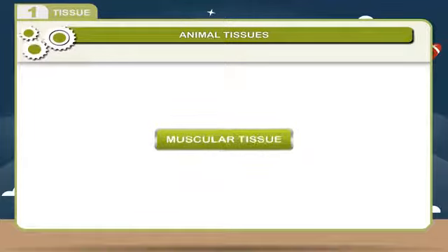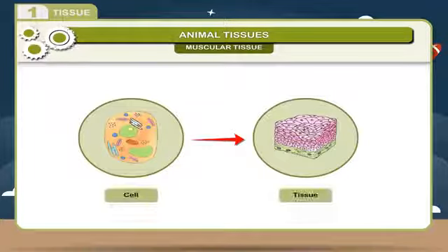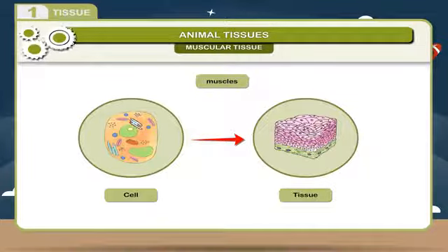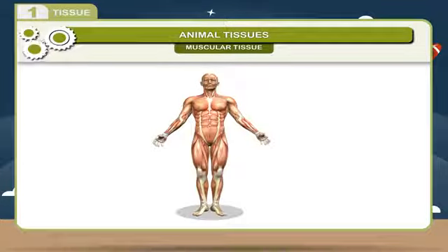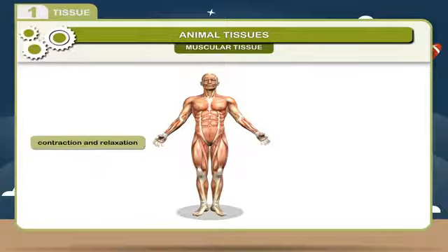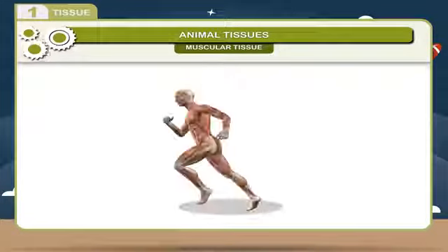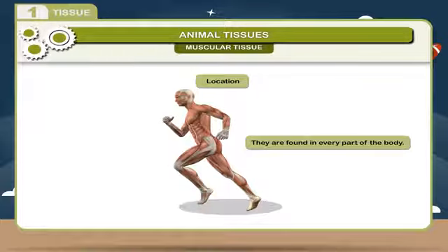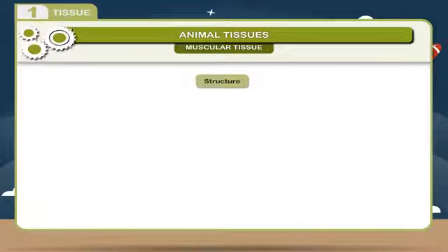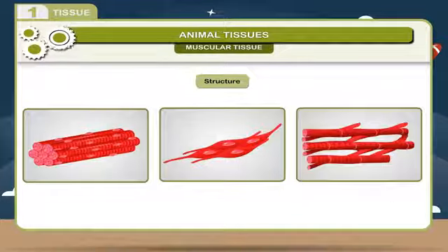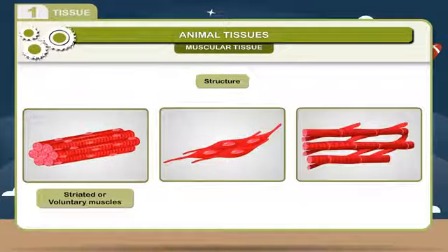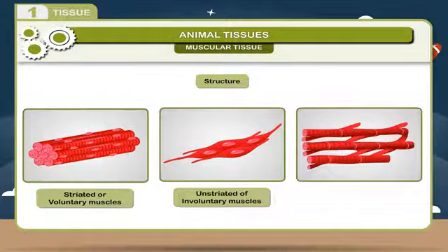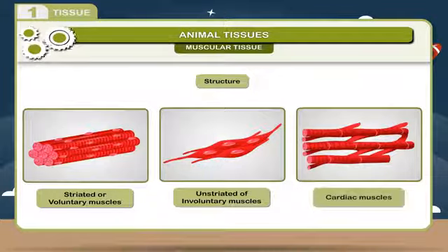Muscular tissue. This tissue consists of bundles of cells called muscles. The muscles are specialized to undergo repeated contraction and relaxation, which are responsible for the movement of the body parts. Location. They are found in every part of the body. Structure. They are of 3 types: striated or voluntary muscles, unstriated or involuntary muscles, and cardiac muscles.